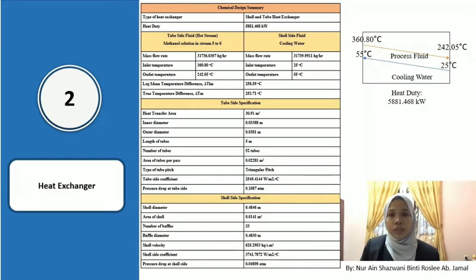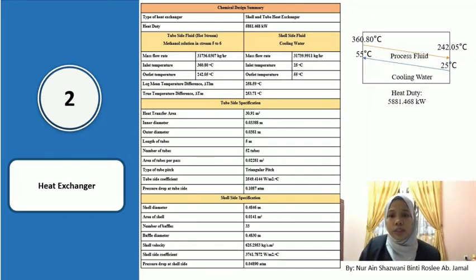The table shows the summary for the chemical design. The type of heat exchanger used is a shell and tube heat exchanger. This is because the capital cost for this equipment is the lowest. The heat duty for the equipment is 5,881.468 kilowatt. For the tube side fluid, which is the hot stream, it refers to the methanol solution in stream 5 to 6, while for the shell side fluid, which is the cool stream, it refers to the cooling water.